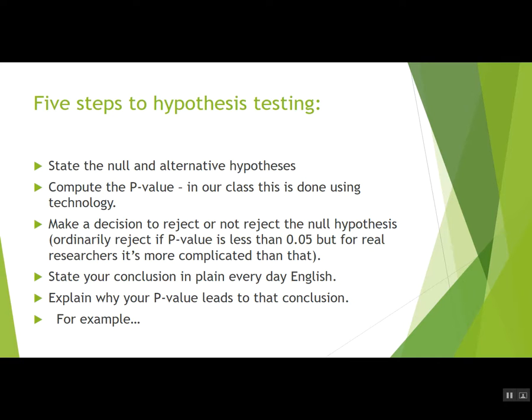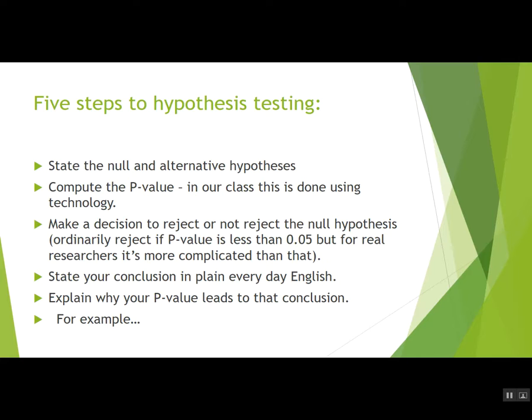So there are 5 steps to hypothesis testing. 1, we state the null and alternative hypotheses. 2, we compute the p-value. In our class, we do this using technology. 3, we make a decision to reject or not reject the null hypothesis. Reject means the null is not right, we think the alternative is. We have evidence for the alternative. Ordinarily we reject if the p-value is less than 0.05. But for real researchers, it depends on the costs and benefits.